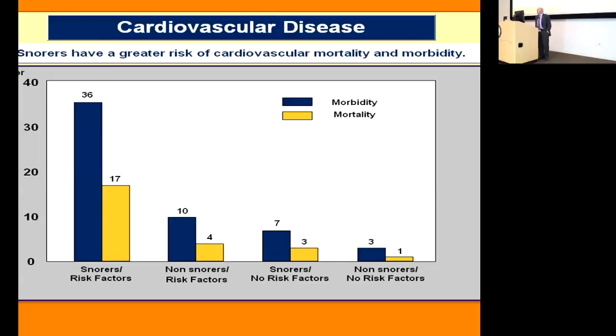Here's another interesting figure. So then you say, well, a lot of people snore, so what? But if you look at snoring and risk factors, let's look on the left. Non-snorers without any risk factor, only 1 of 36 died, and 3 out of 36 had some morbidity. But if you look at snorers with risk factors, 36 out of 36 had some morbidity, and 17 died. So again, it's a highly significant abnormality. So if your spouse snores, you probably want to help them get evaluated, is really what I'm trying to say.